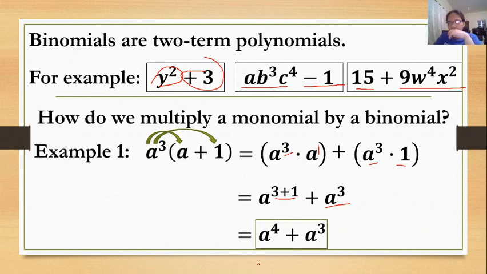Now, why is it that we did not add the two terms? Because they are not similar. When we say similar terms, aside from having the same variable, they should have the same exponents. Since they have different exponents, we cannot combine the two. So that's already the final answer.